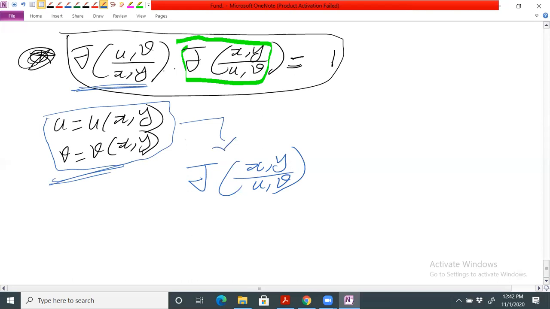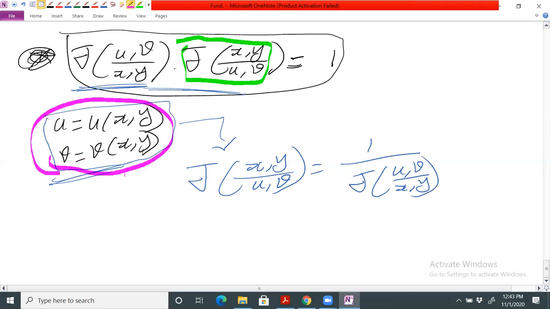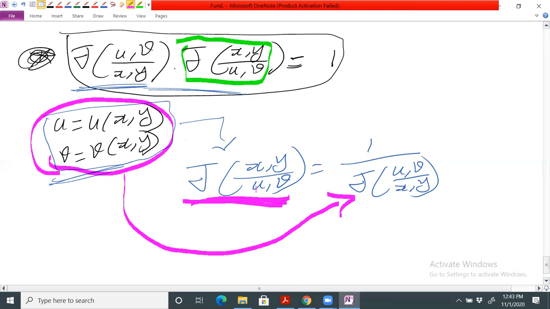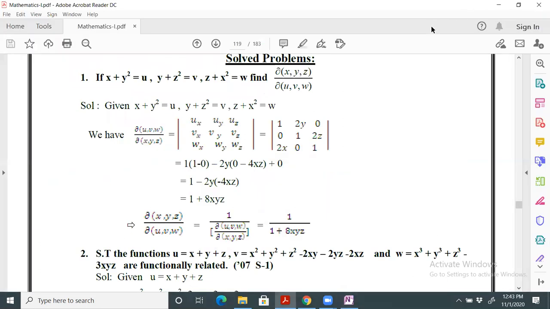In this case, using this property, we can write the Jacobian of x, y with respect to u, v is equal to 1 by the Jacobian of u, v with respect to x, y. That means using the given u, v functions, we will find our Jacobian of u, v with respect to x, y, and we will substitute this value here. Then we get our required Jacobian of x, y with respect to u, v. So this is important. I forgot to tell you. Okay, now check this problem.